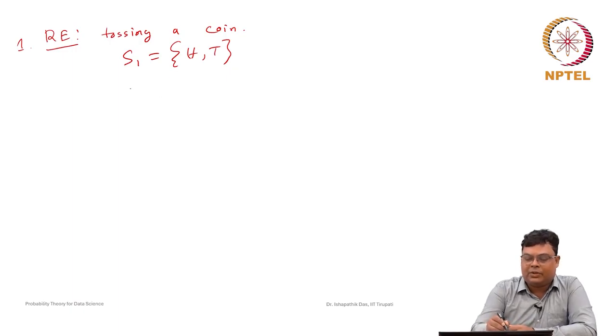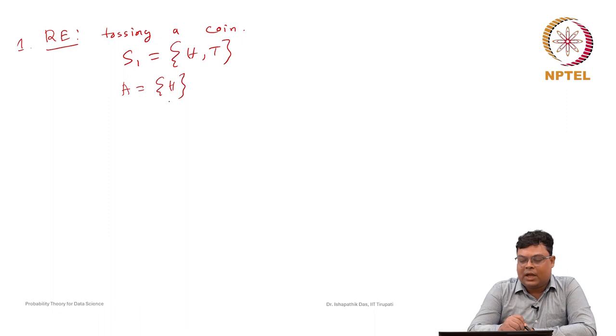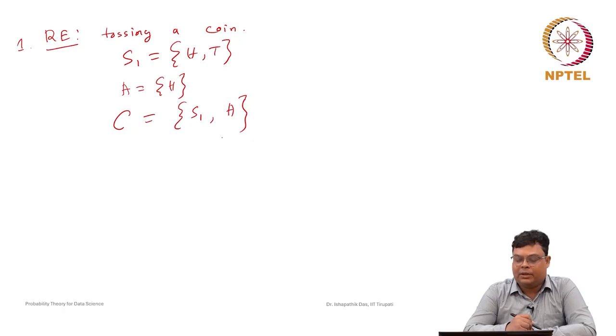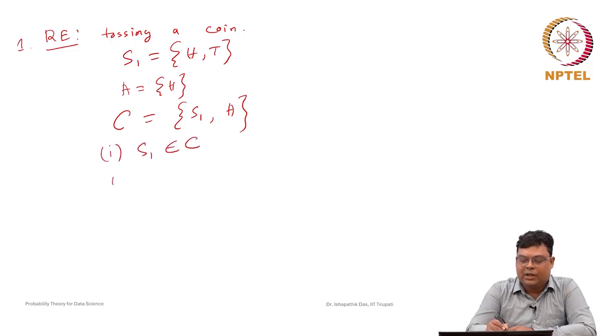So, suppose you consider A is nothing but H. Now, I want to check one collection C that contains this S1 and A, whether it will be a sigma field. See that S1 belongs to C, so the first condition is satisfied. The second condition is that if A belongs to C, then A complement has to belong to C. But A complement is nothing but tail, so it is not inside C. Then it is not a sigma field.